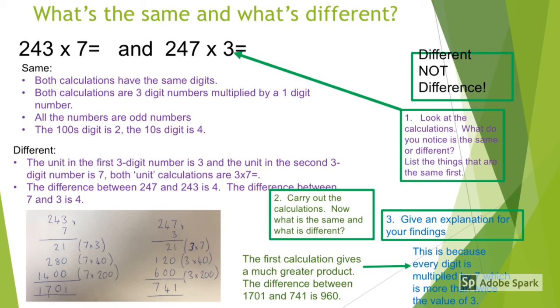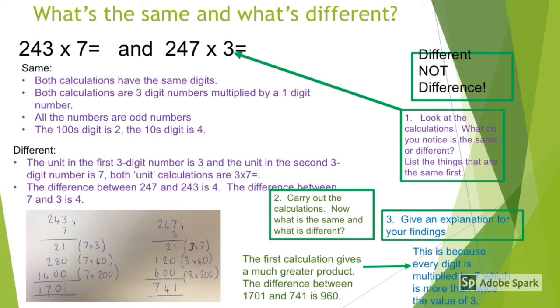In this example, there are two multiplication calculations. At first sight, the calculations look very similar. They've got the same digits in them. But when the children work it out, they can see that the first calculation, multiplying by 7, gives a much bigger answer, more than twice the answer in the second calculation.